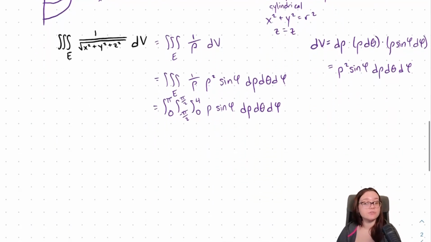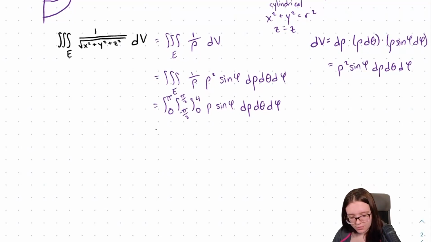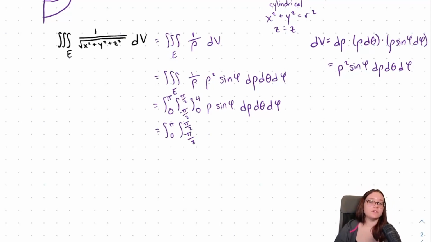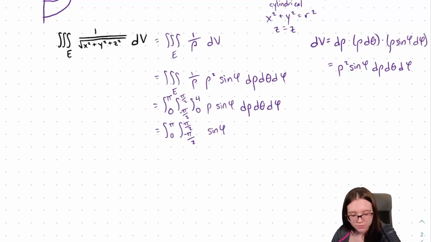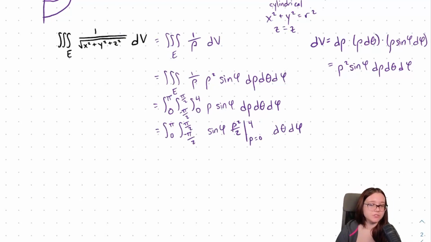So let's go ahead and do the rho integral. We are left with the integral from 0 to pi, the integral from negative pi over 2 to pi over 2. And we know that sine phi is constant with respect to rho, so we just have sine phi out front. And the integral of rho with respect to rho is rho squared over 2, right? We're just using the power rule of integration. And we're evaluating rho from 0 to 4. And then once we've done that, we will do our other 2 integrals. So we're just going to keep those differentials out front. Maybe we'll put this in parentheses.